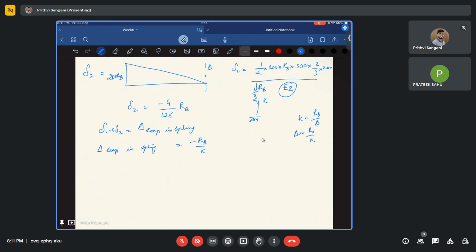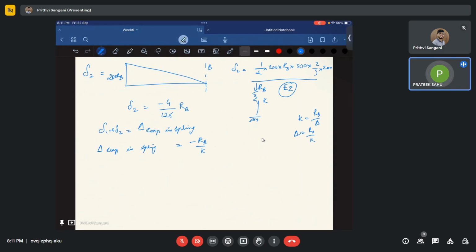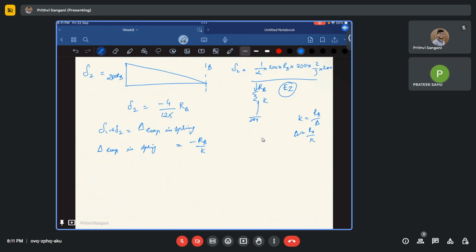But is it going to compress? That means it's going to be downwards or upwards? Upward, sir. Reaction is upwards, sir, but the spring is going downwards. Yeah, it is going downwards. So that's why we have taken downwards as positive, right? Yes sir. So then it is going to be plus.